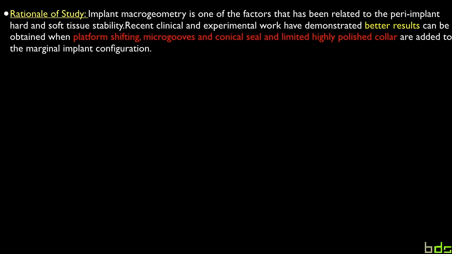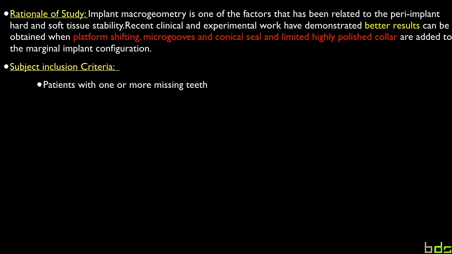The rationale is quite clear to all of you. However, we can repeat it. We all know today that better results can be obtained with platform switching, microgrooves, conical seal, and a limited, highly polished collar, and when these are added to the marginal implant configuration. So we want to see if there's a difference between different types of implants placed in a similar clinical situation in the same patient.